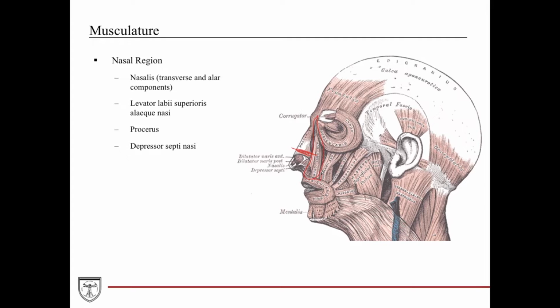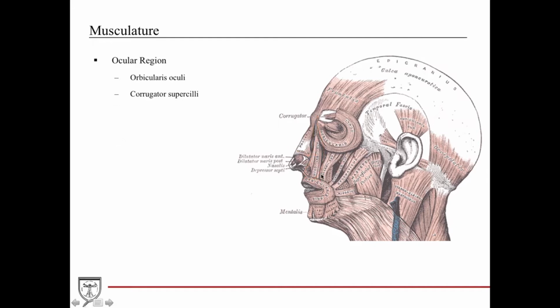Then you have your procerus and your depressor septi nasi. So again, probably not necessarily the most important muscles to know in the whole body, but these are important for the nasal region. And of course, your final one is your ocular region. You have your corrugator and your orbicularis oculi, which is very important, especially with that blink reflex.